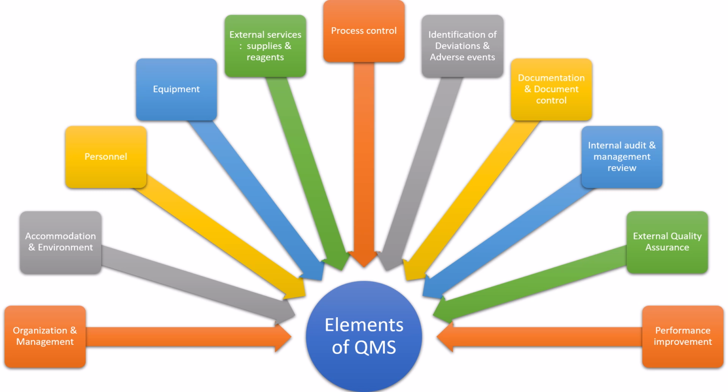So these are all the elements of the QMS: organization, management, accommodation, environment, personnel, equipment, external services like supplies and reagents, process control, identification of deviations and adverse events, documentation and document control, internal audit and management review, external quality assurance, performance improvement.